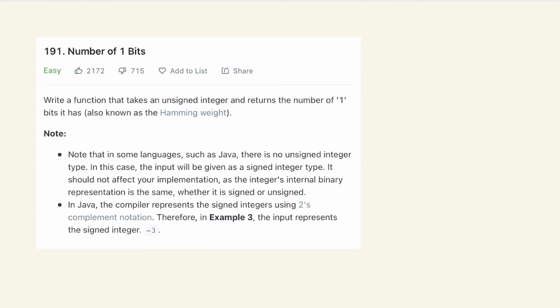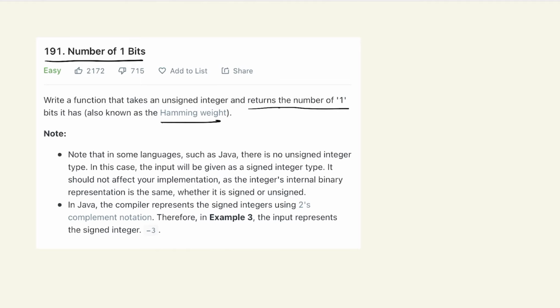Now we'll be moving into binary questions, and this is actually a very interesting question. It's actually a pretty easy question if you understand binary. It's also called the Hamming weight. It's called number of 1 bits. So let's go ahead and look at how this would work.